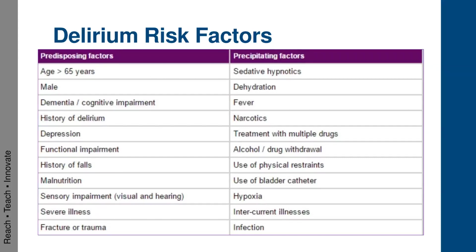Some of the precipitating factors that occur in the hospital setting are medications that we give patients, especially sedative hypnotics, also illness with fever, sepsis, dehydration, treatment with multiple medications. Another may be the withdrawal of medications, if a patient is used to taking benzodiazepines or alcohol at home and then has withdrawal from that. Bladder catheters are associated with increased frequency of delirium. Hypoxia or hypercarbia are important to remember. And of course, infection and sepsis.